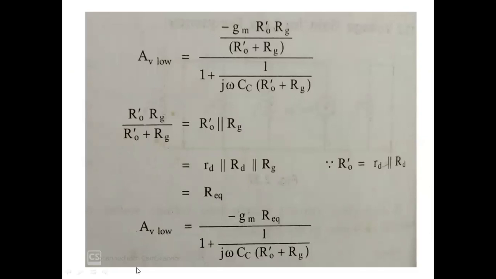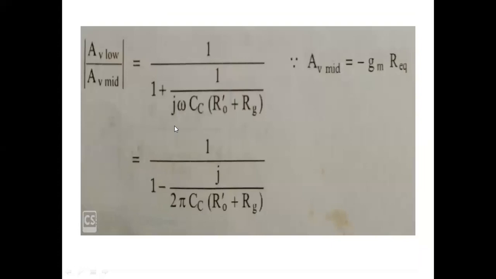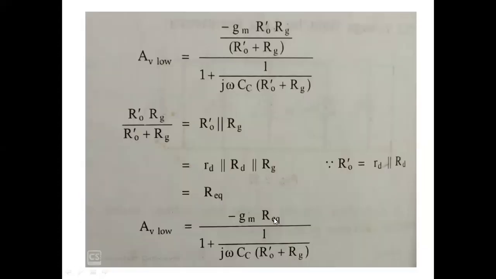So then this equation becomes A_V low is equal to minus Gm. What is R naught dash RG by R naught dash plus RG? We are taking it as R equivalent. Just substitute that value: minus Gm R equivalent by 1 plus 1 by j omega Cc into R naught dash plus RG. And what is minus Gm into R equivalent?